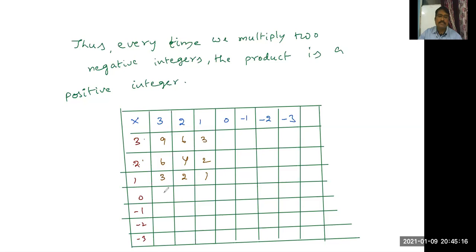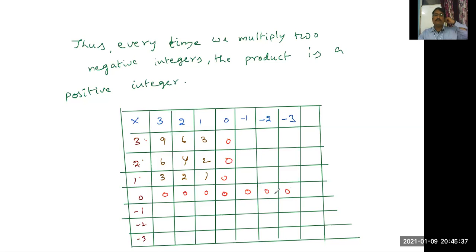0 into 3 is 0. 0 into 2 is 0. 0 into 1 is 0. 3 into 0 is 0. 2 into 0 is 0. 1 into 0 is 0. 0 into 0 is 0. So 0.